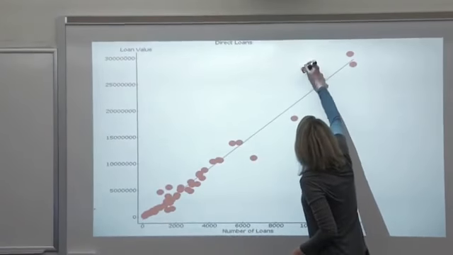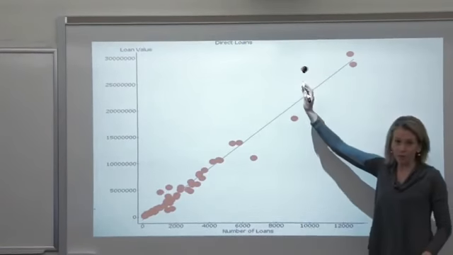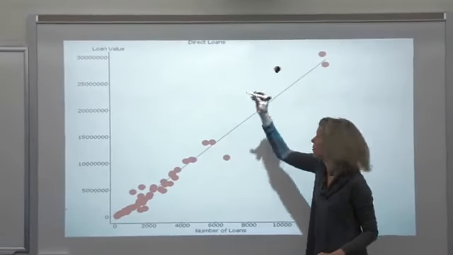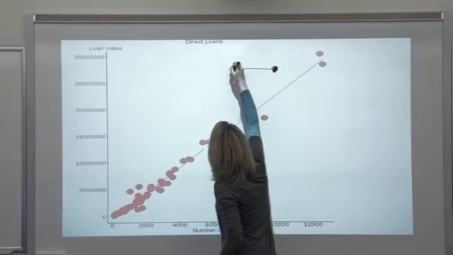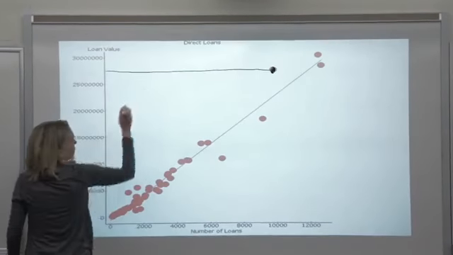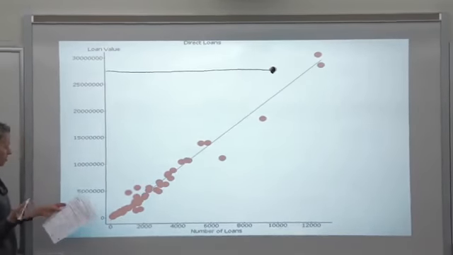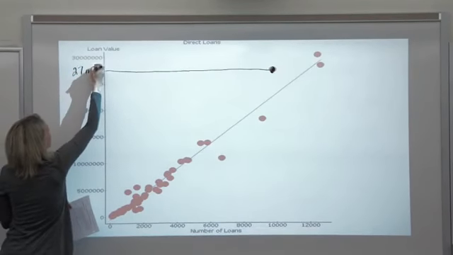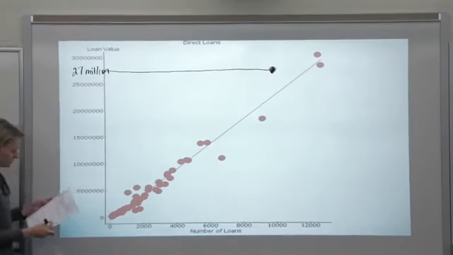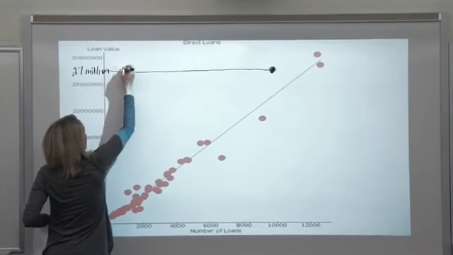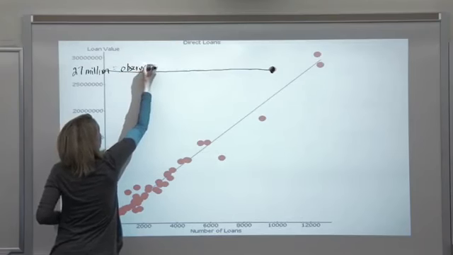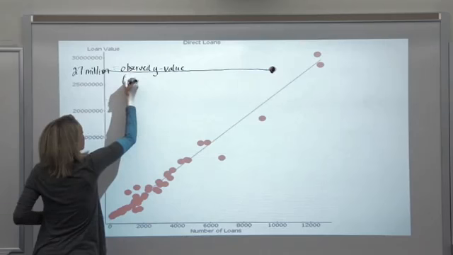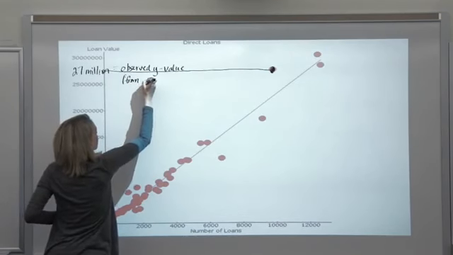So I'm going to pick a point, this point right here. For that particular school, that school has an observed loan value. And if we go across here, I'm going to sort of eyeball this. I'm going to say that the observed loan value for that school is around 27 million. And that's this point's observed Y value from the data. I should be writing bigger.